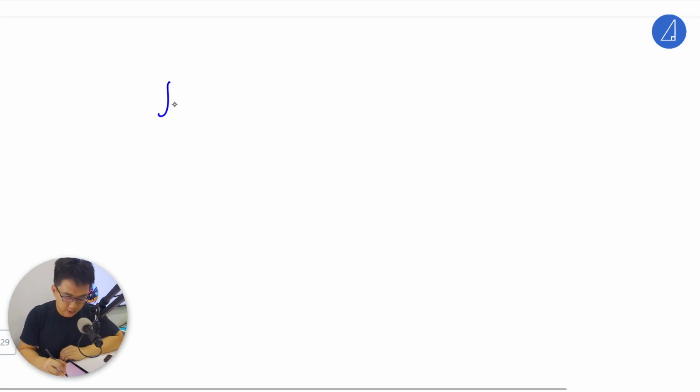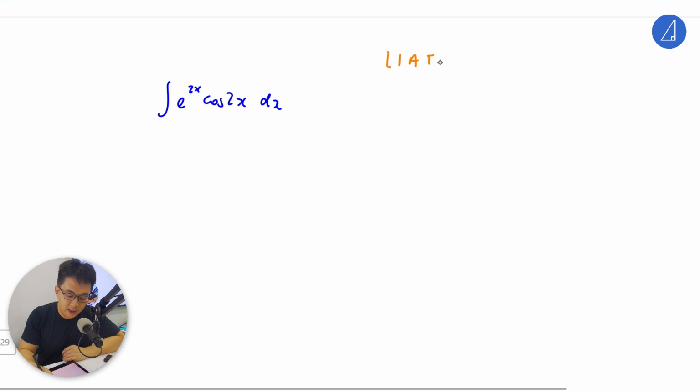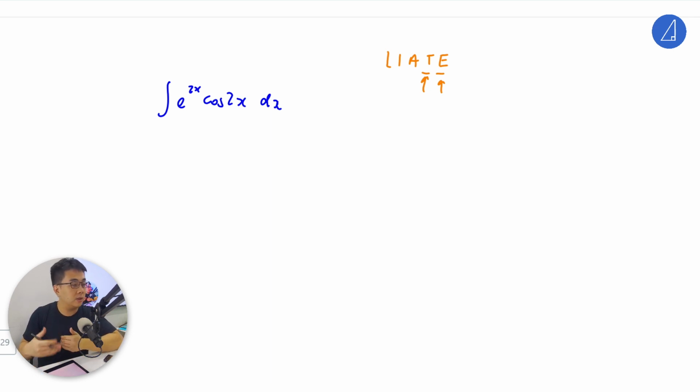If you're asked to integrate e^(2x) cosine 2x, this is what we call an infinite integral. It will just go on forever. So let me explain to you how it works. Similarly, this is by parts, definitely. But the problem with this is that these two parts come from the bottom end of the LIATE series. And remember, the reason why these two are pushed below in LIATE is because they are repetitive. They will just keep coming back. You differentiate it, you will get back themselves.